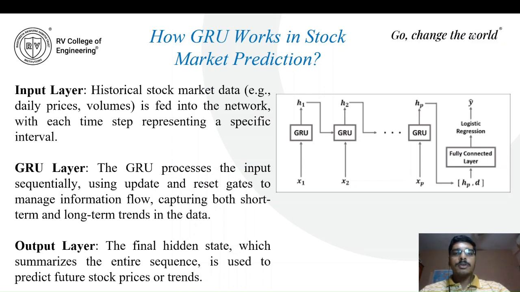The GRU layer processes the input sequentially using the update and the reset gates to manage information flow, capturing both short-term and long-term trends in the data. In the output layer, the final hidden state, which summarizes the entire sequence, is used to predict future stock price or trends.